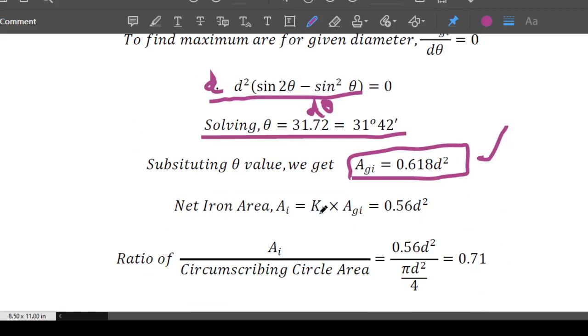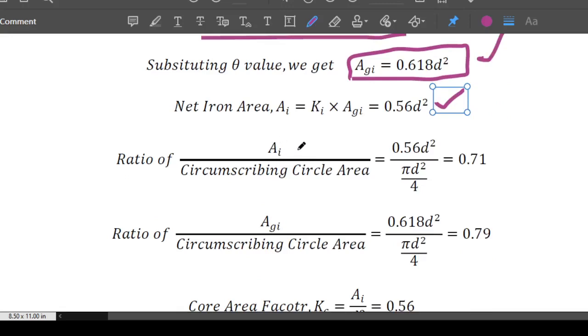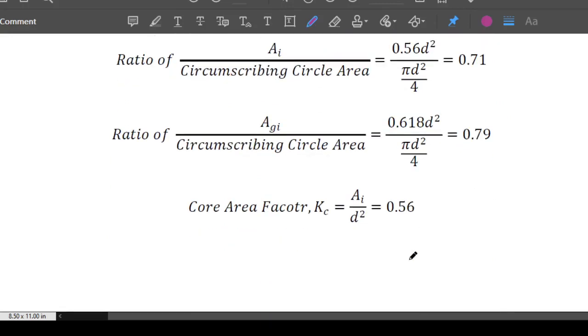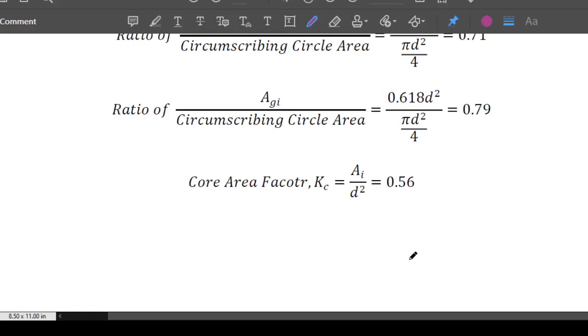Find out Ai in terms of the constant Ki. You will get this expression. You can find out the ratio relating Ai with the circumscribing circle area and AGi with the circumscribing circle area. You will find these values, and finally the core area factor. Why do we find all these values?